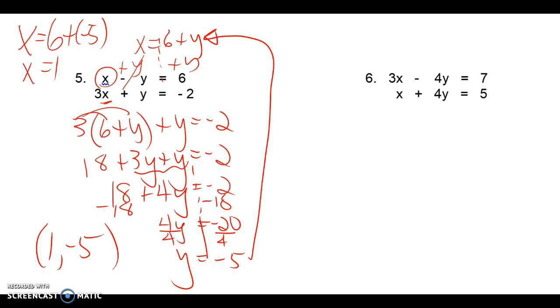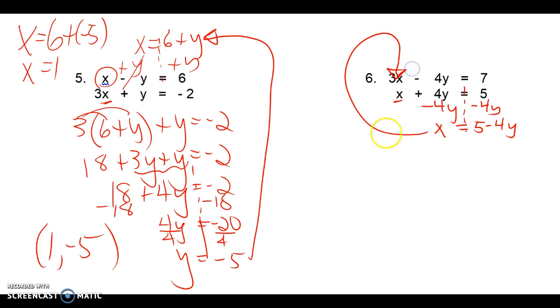All right, last one where we must do substitution. I'm going to solve for this x and do my little line. So I'll subtract 4y from both sides, right? So x equals 5 minus 4y. We'll substitute that in there. 3 times 5 minus 4y minus 4y equals 7.